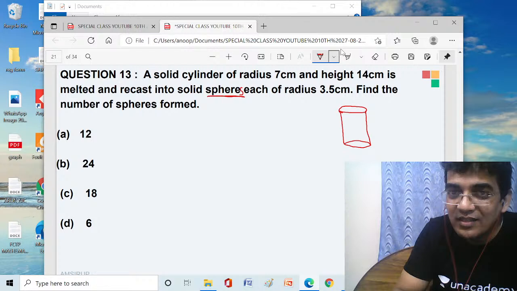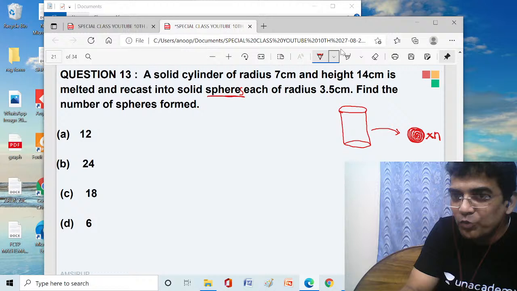A cylinder, which I have drawn, is melted and recast into solid spheres, each of radius 3.5. That means each sphere is of the same size. On the right side, I don't know how many spheres are being formed, but the question says each sphere is of the same radius. So in the diagram I am showing you one sphere, and I am considering there are n spheres being formed, so let it be into n. Now I can say the volume of this solid cylinder is equal to the volume of n spheres. Let us do that. First of all, I will write the volume of a sphere for one sphere.